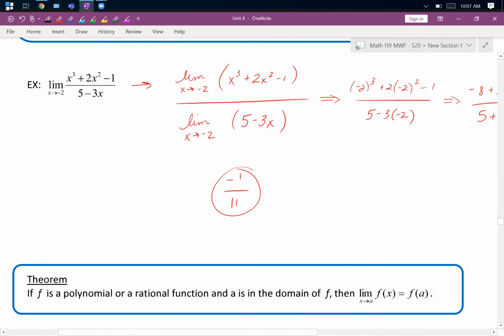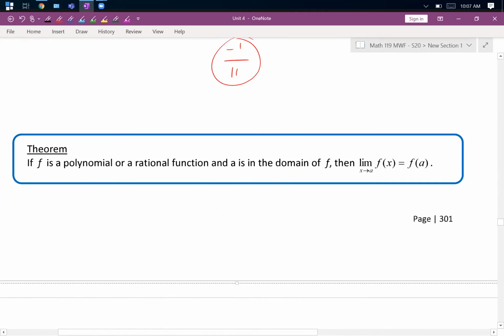All right, well, we've had a bunch of rules, and now we're going to put them together in a theorem. We know theorems are much more powerful, the most powerful that we have in math. This theorem says that if f is a polynomial or a rational function, and a is in the domain of f, then the limit as x approaches a of f of x is equal to f of a. So basically, if you have a polynomial or a rational, as long as what you're approaching is in the domain, the limit is just what you get when you plug that number in for x. Which again should make sense.